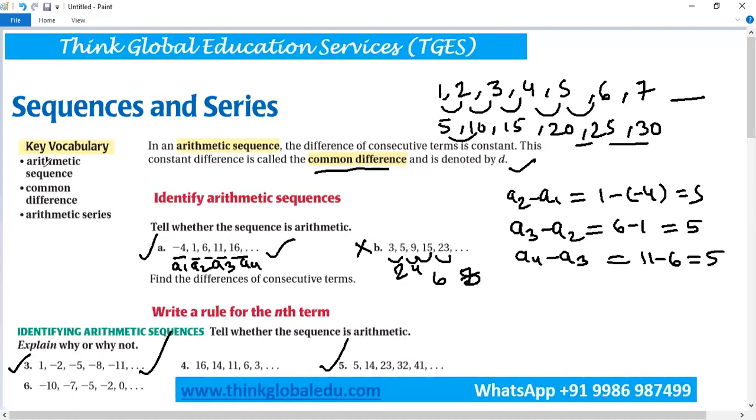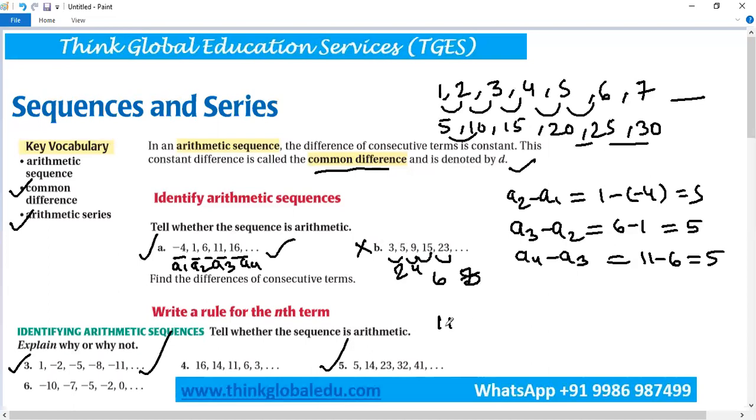So what is an arithmetic sequence? Basically, an arithmetic sequence is a sequence where the difference between the consecutive terms is constant, and this difference is called the common difference. And what is an arithmetic series? If we add all the terms of the arithmetic sequence, then the sequence is said to be a series.